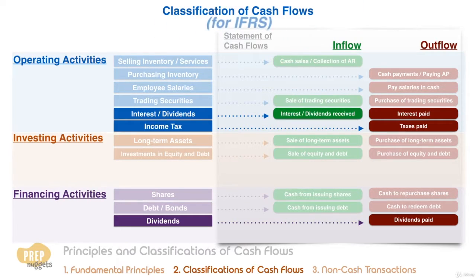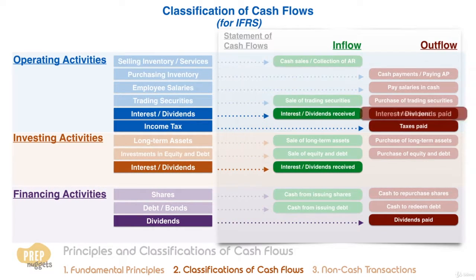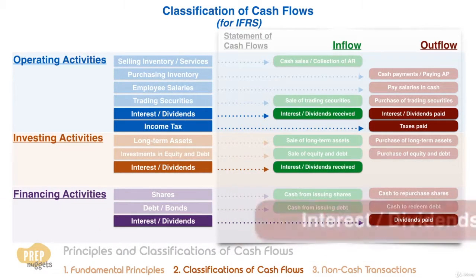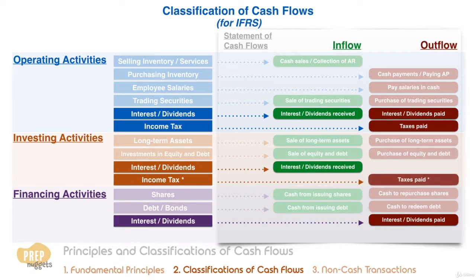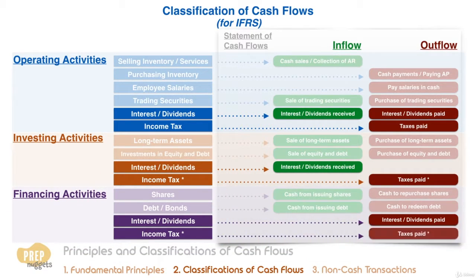In contrast, IFRS provides companies with choices. Interest or dividends received may be classified either as an operating activity or as an investing activity. Interest or dividend paid may be classified as either an operating activity or a financing activity. Companies must use a consistent classification from year to year. They must also disclose interest and dividends separately, not as a single item. Taxes are generally reported as operating activities, unless the tax expense can be specifically identified with an investing or financing activity.